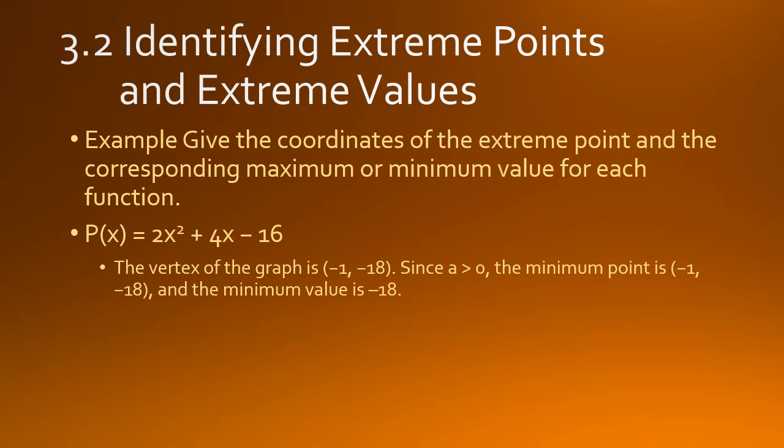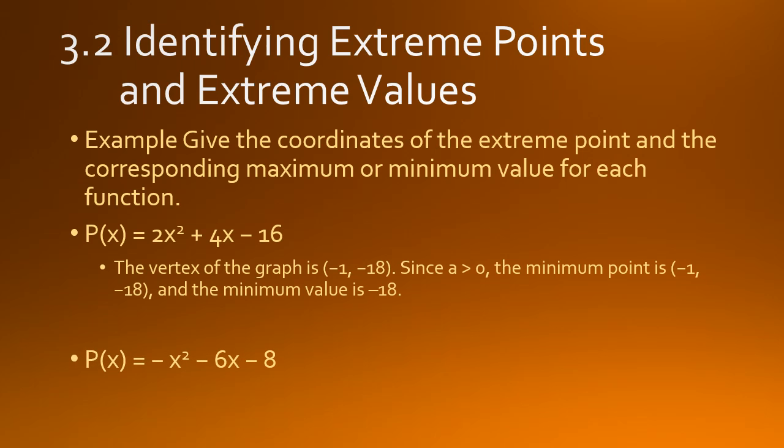So the vertex is (-1, -18). You find the x value by negative b over 2a. That gives you the -1. Put it in the equation and get -18 for y. Since a is positive, the graph is opening up, the parabola opens up, which means it has a minimum point. That minimum point is (-1, -18), and the minimum value is -18.